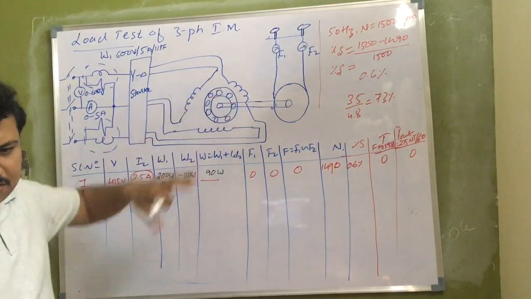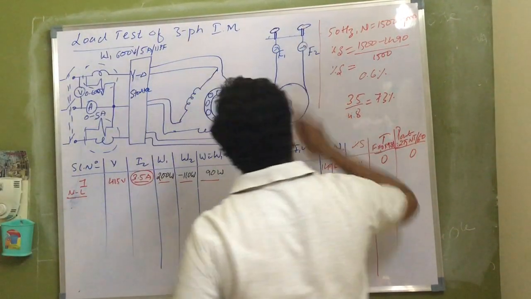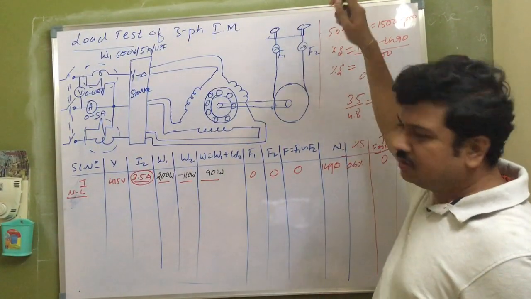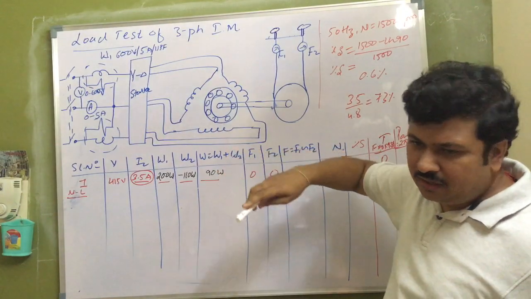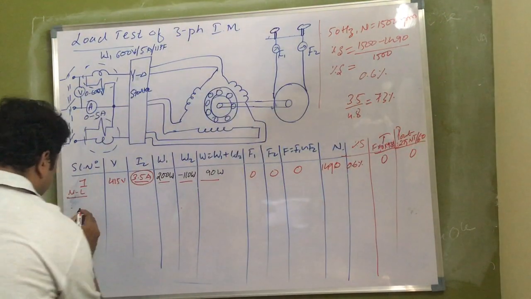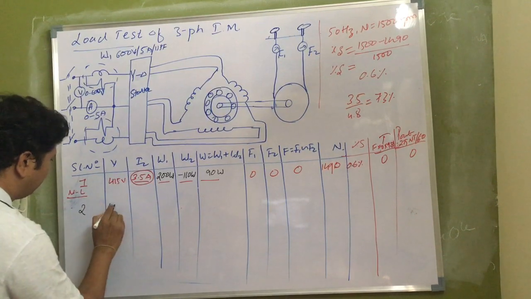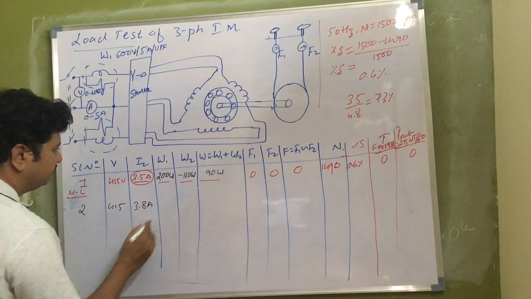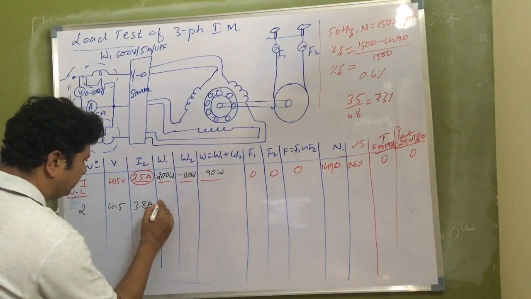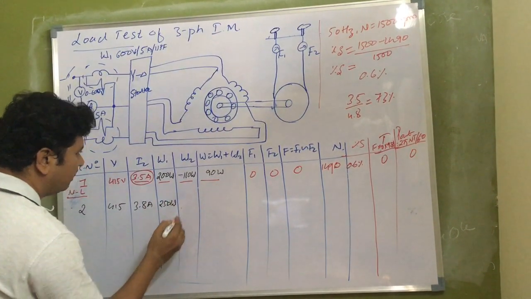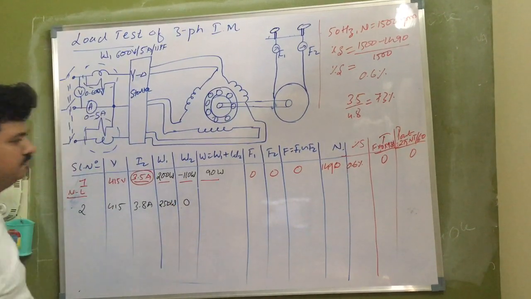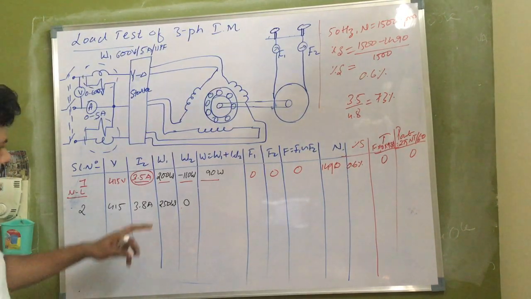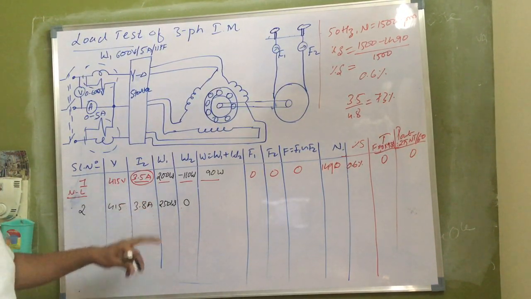Then I go on increasing the weight on the pulley. I go on increasing the wheel. The tension on the pulley increases, then the current drawn will also increase. Let us take the second reading, let us assume the voltage is 415. I will get 3.8 amperes. There will be a slight increase. Let us take 250 watts. Let us take this as 0. The second value I will take, let it be 0. You can manage to get between these two, 0 and minus values also.